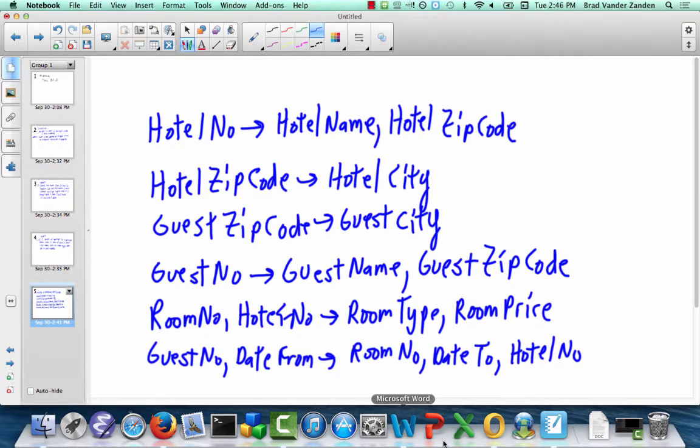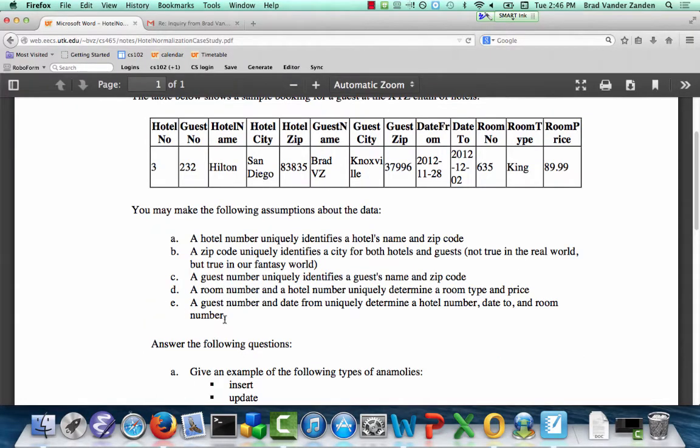Now, there's one functional dependency in there that is not explicitly listed, but you could probably infer from E. It may seem a little like a redundant functional dependency, but it involves a different determinant on the left side. Remember, the determinant is the set of attributes on the left side of a functional dependency. So, guest number and what will also form a unique left-hand side that will uniquely determine every tuple.